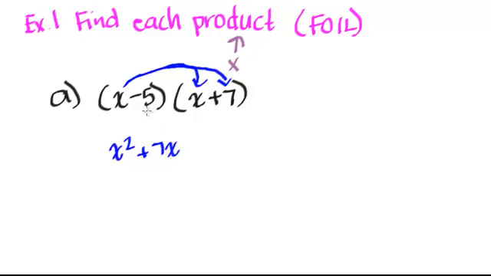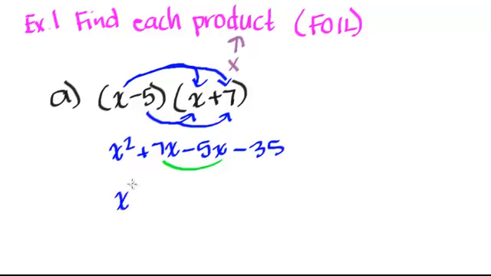I is for inner terms, negative 5 times x, which is negative 5x. Then negative 5 times 7, which is our last terms. This is negative 35. And now see what I can combine. I have 7x minus 5x that I can combine. So I now rewrite this: x squared, 7x minus 5x is positive 2x, minus 35.